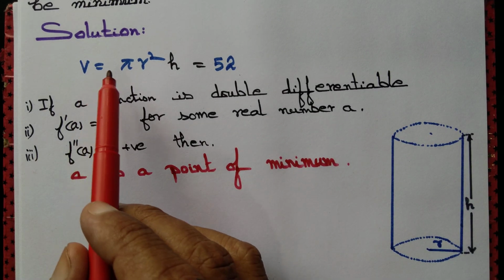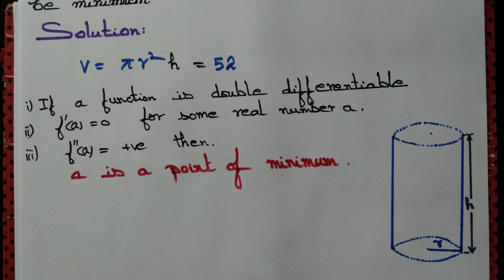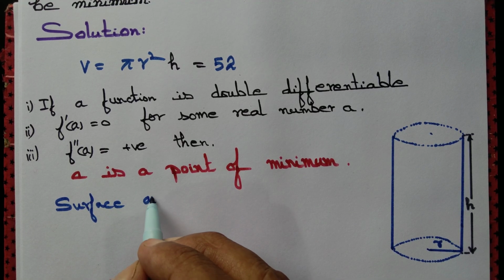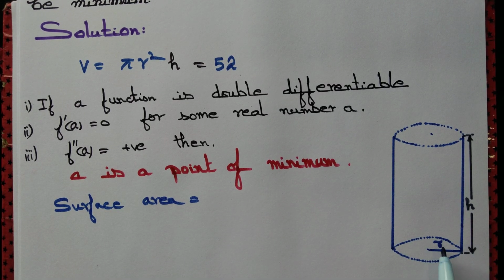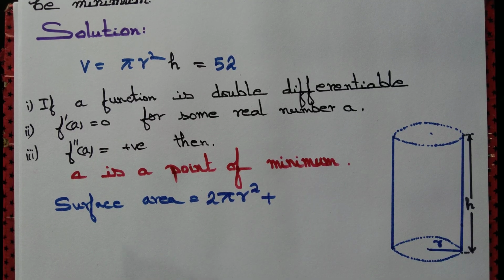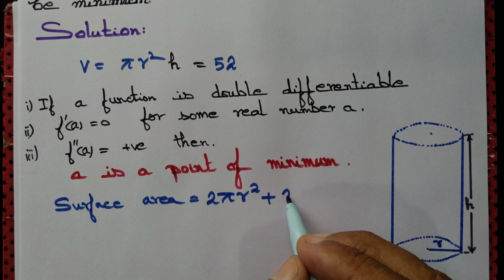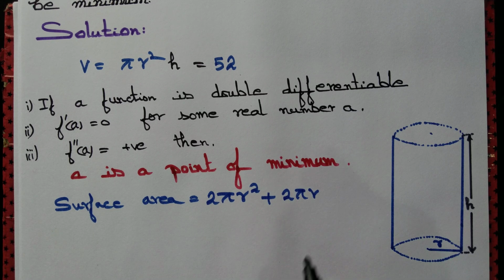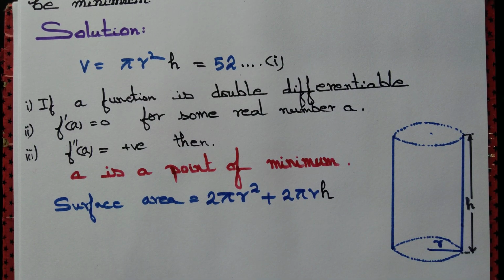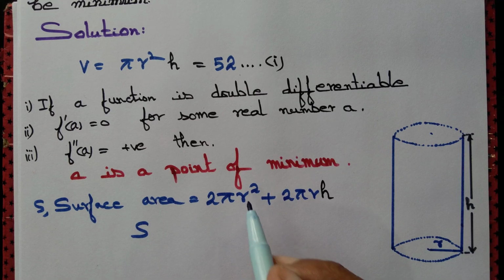Let us do it. We have volume equal to pi r square h equal to 52, and how about the surface area? Surface area equals the area of the bottom circle and the top circle. The bottom circle is pi r square, and the top circle is also pi r square, that is 2 pi r square, plus the lateral surface area, that is 2 pi r times h. Let us call this equation 1. We want to get surface area S as a function of r or h: S equals 2 pi r square plus 2 pi r h.